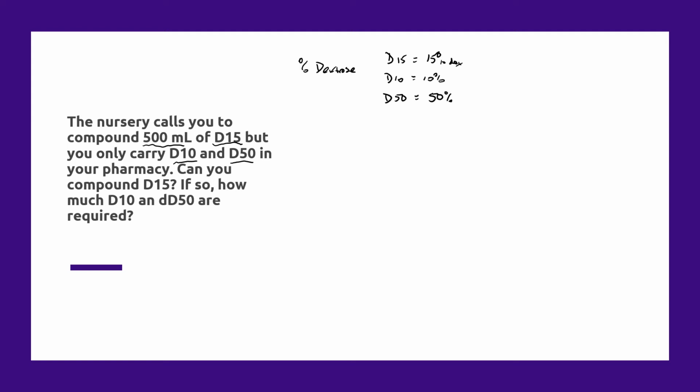By far the easiest way to solve this is by using the alligation technique. We've done several of these in the practice series, but as a refresher, you set up a tic-tac-toe diagram. We put our higher concentration in the upper left-hand side, so 50%. We put our lower concentration in the lower left, 10%. Our desired concentration goes in the middle, 15%. Now we take our higher concentration, subtract our desired concentration, and put that number in the bottom right. Then we take the desired concentration and subtract the lower concentration and put that number in the upper right.